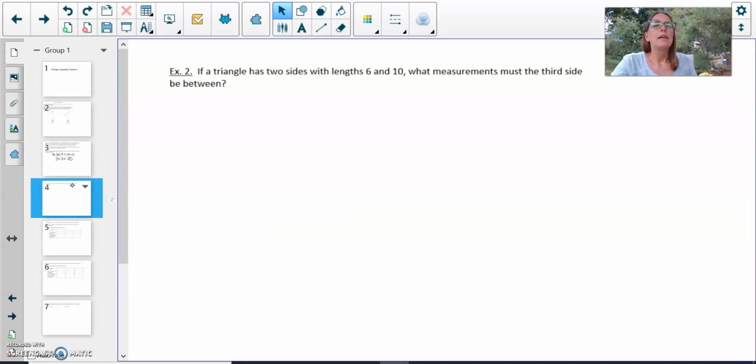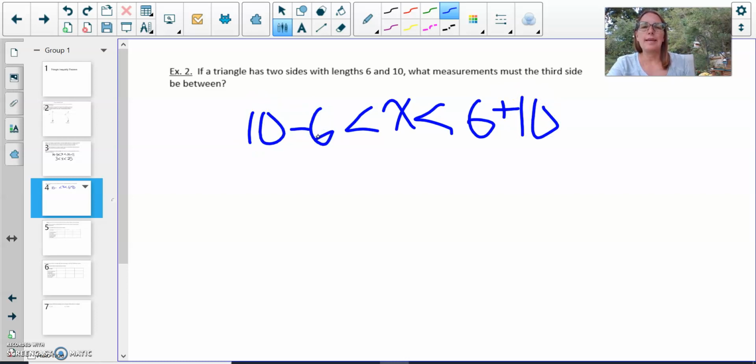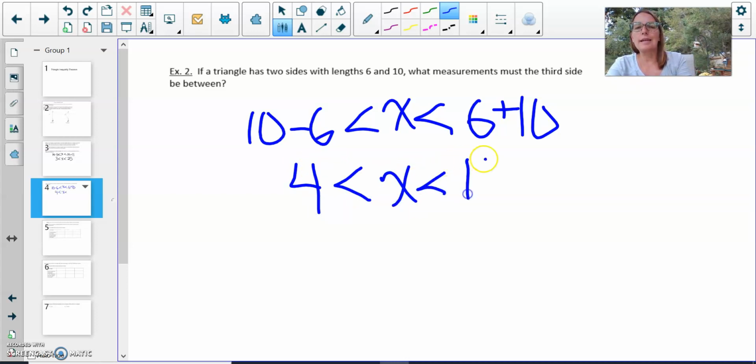Question 2. If a triangle has two side lengths of 6 and 10, what measurements must the third side be between? So that third side, again, we're going to call it X, has to be between the sum of 6 and 10 and the difference between 10 and 6. So when I simplify it, I get 4 is less than X. At the same time, X is less than 16. So that third side is between 4 and 16 units.